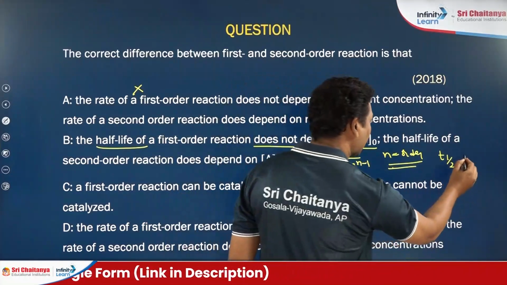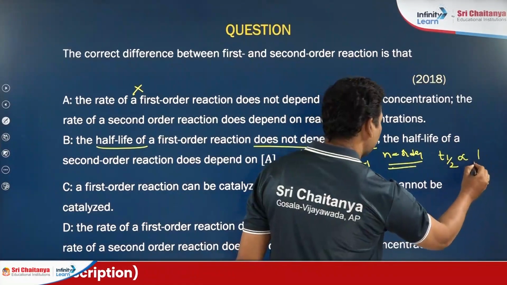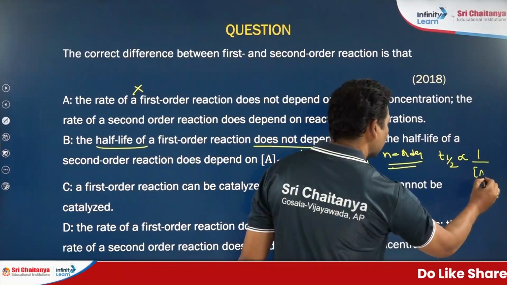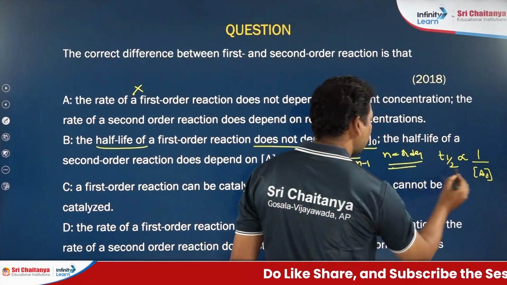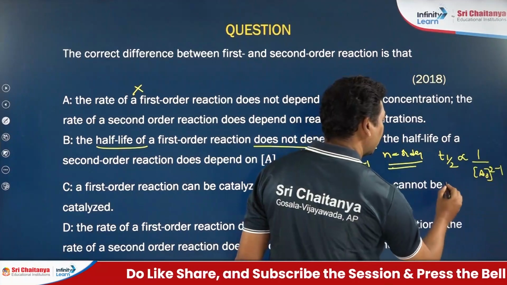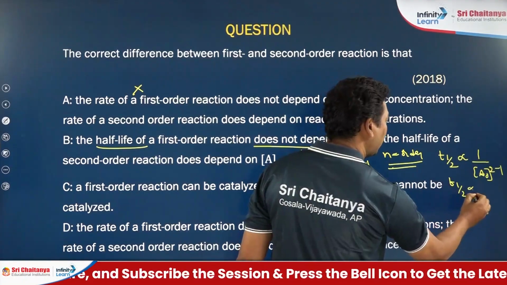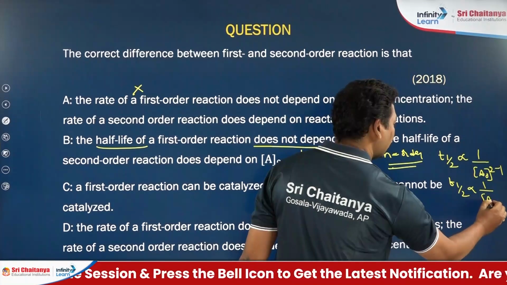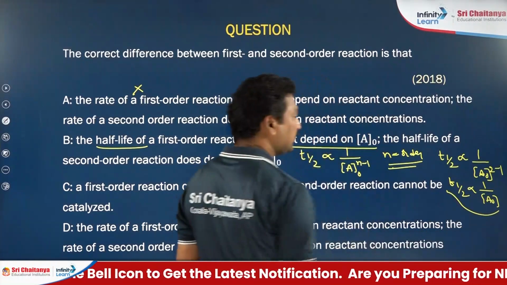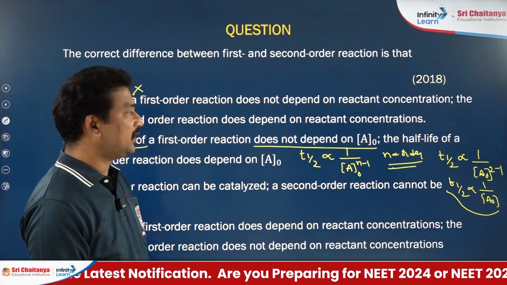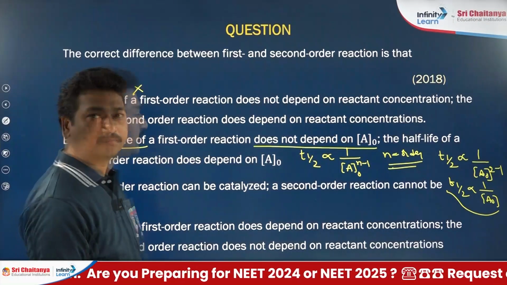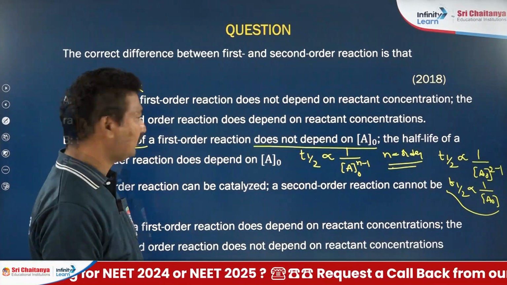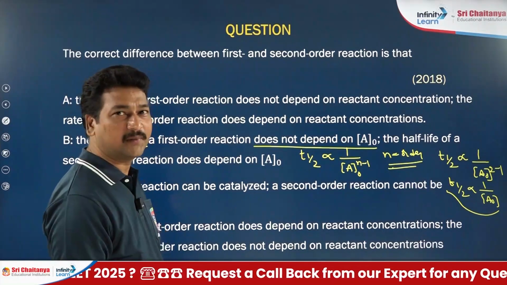For second order, in the sense what? T half is inversely proportional to A naught, where n is 2 for the second order, so 2 minus 1. So T half is inversely proportional to A naught. For second order, half-life is inversely proportional to the initial concentration of the reactants. So the second one is the right statement. Of course, no need to go through the remaining statements.